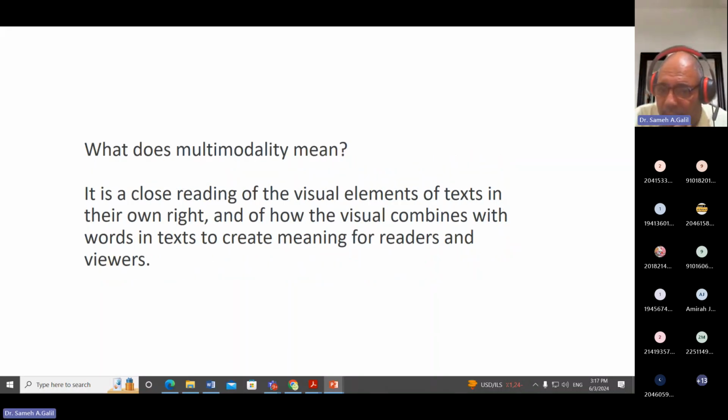So what do we mean by multimodality? Multimodality is this close reading of the visual elements of texts. You look at them in their own right. You look at how you can combine the visual with the verbal. Verbal means words, so that you can come up with meanings. Okay, so meaning, according to this multimodal approach, cannot be gleaned, cannot be understood unless you have this combination of the visual and the verbal elements.